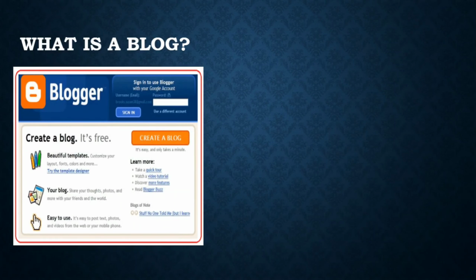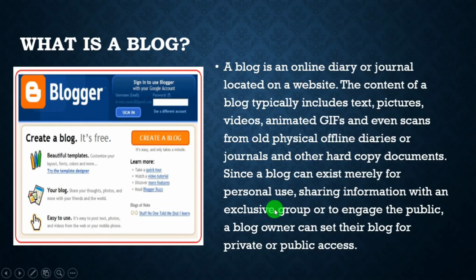So what is a blog? This is the picture of the first time you start with a blog. You have to create a blog and register yourself first, and this is the definition. A blog is an online diary or journal located on a website. The content of a blog typically includes text, pictures, videos, animated GIFs, and even scans from old physical offline diaries or journals and other hard copy documents.